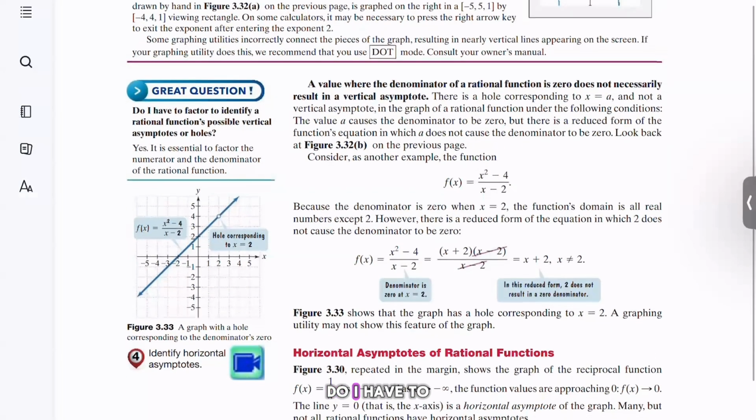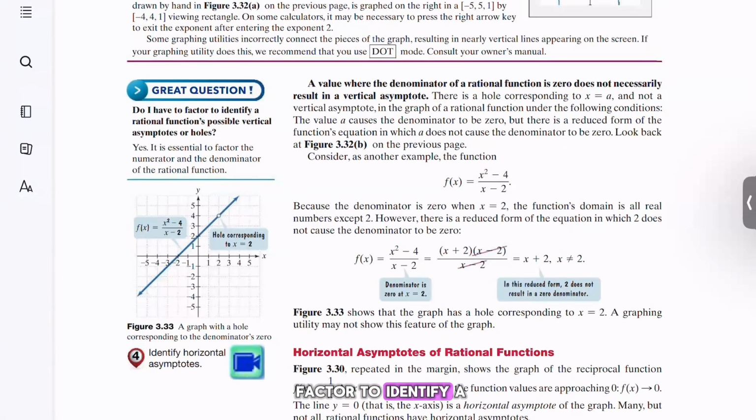It says, do I have to factor to identify a rational function's possible vertical asymptotes or holes? Yes. So for this example, you have x squared minus 4 over x minus 2. And when you factor x squared minus 4, you can factor out an x minus 2.